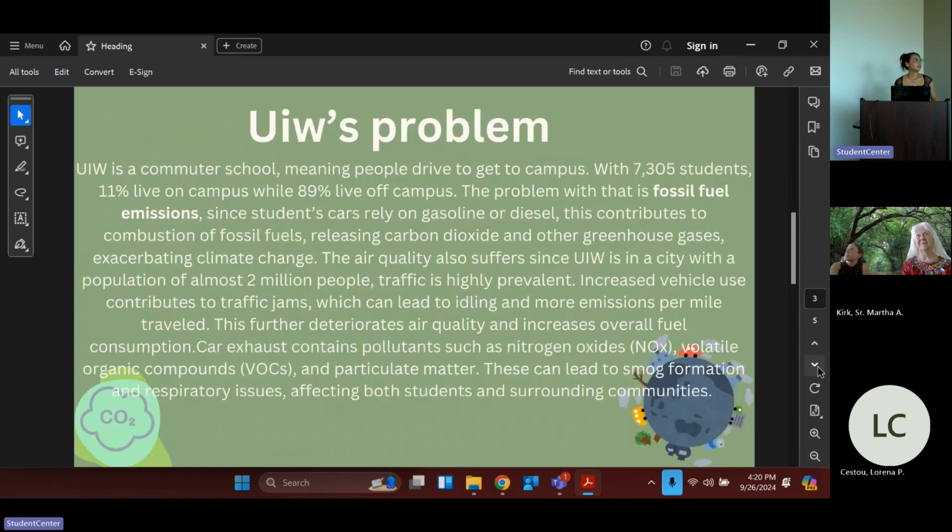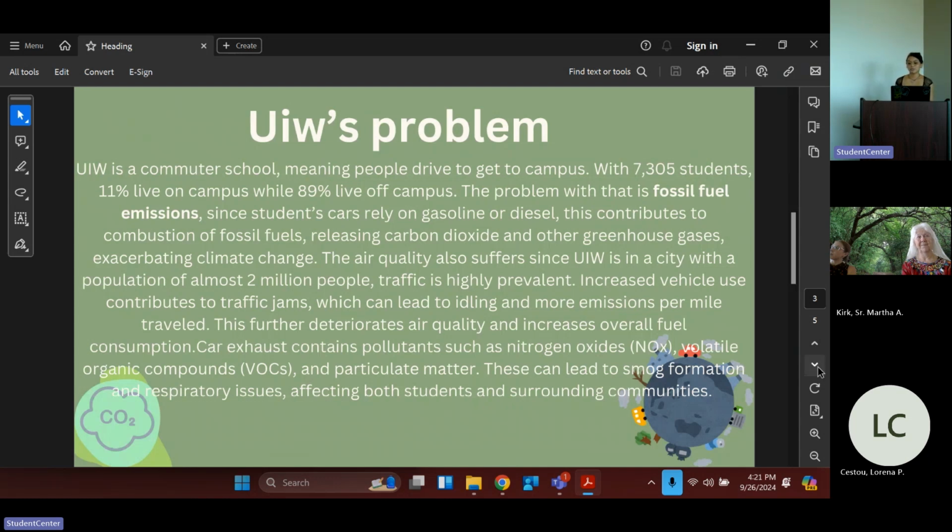So I would say that UIW, one of the problems is that it's a commuter school, meaning people drive to get to campus with roughly 7,305 students. 11% live on campus, while 89% live off campus. The problem with that is fossil fuel emissions. Since students' cars rely on gasoline or diesel, this contributes to combustion of fossil fuels, releasing carbon dioxide and other greenhouse gases, exacerbating climate change.